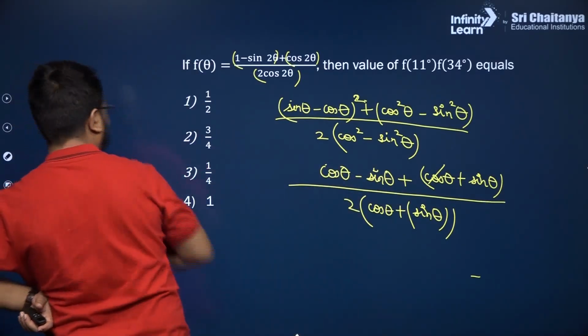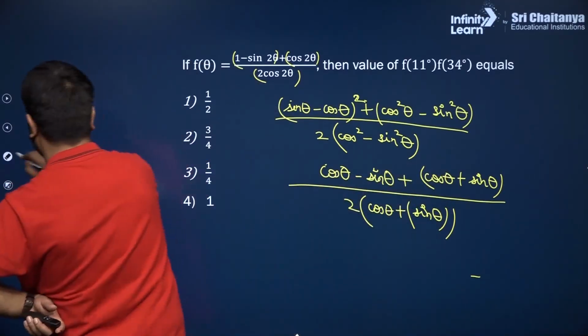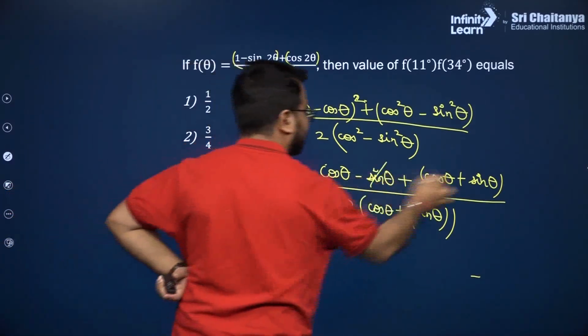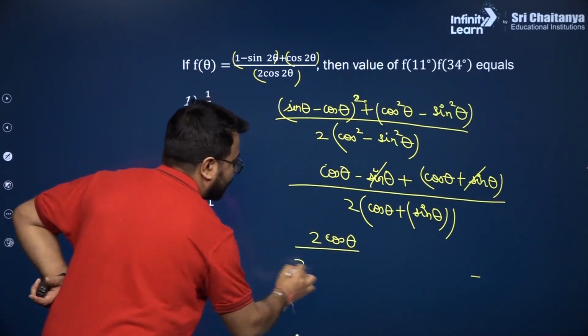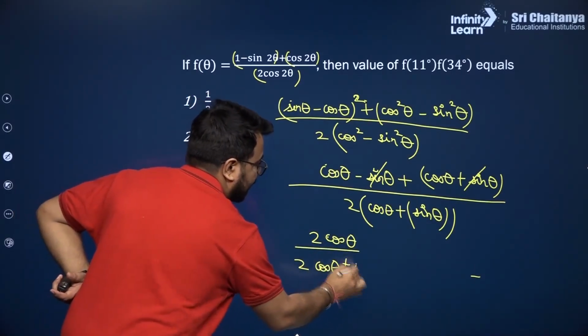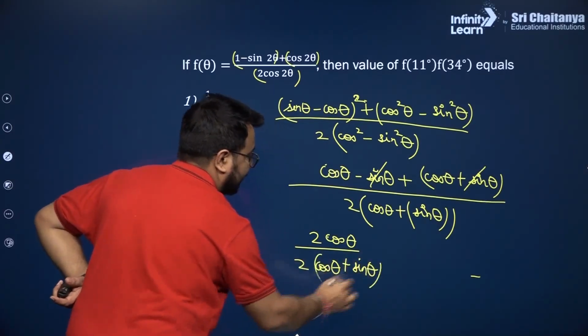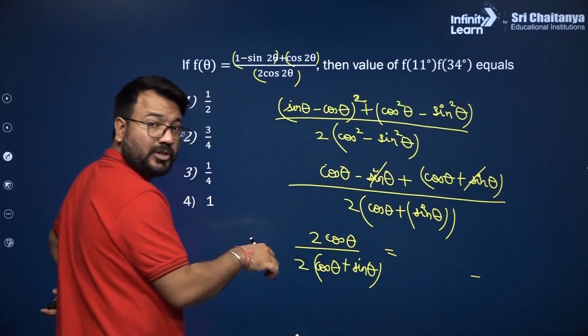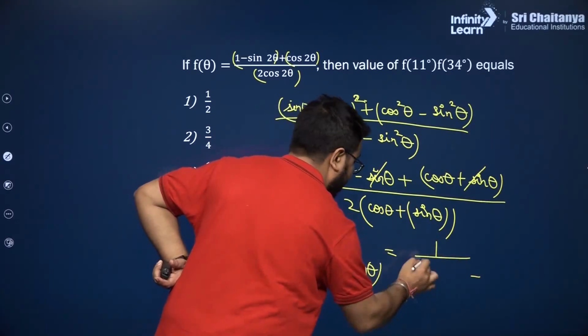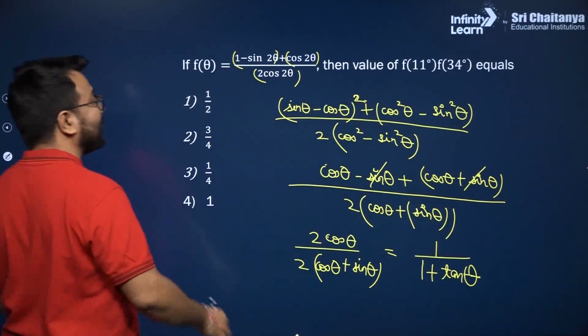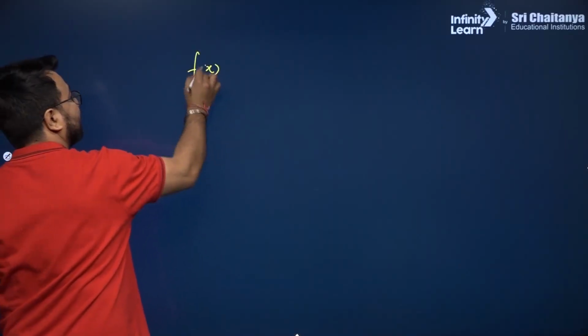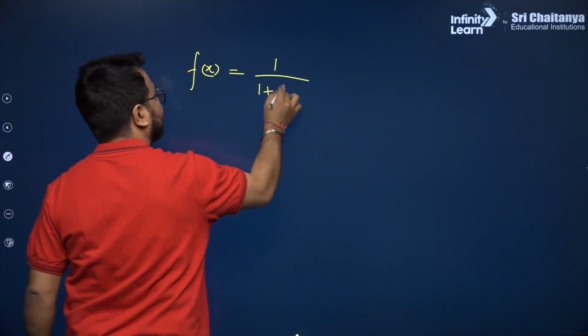Okay, so at that time cos and cos will not get cancelled. Sine and sine will get cancelled. Okay, so it will be 2 cos upon twice of cos plus sine. And if I want to convert it into the form of tan, so cos will be divided in both numerator and denominator. It will be 1 upon 1 plus tan. So this is the function that we have obtained. So function of theta will be 1 upon 1 plus tan theta.